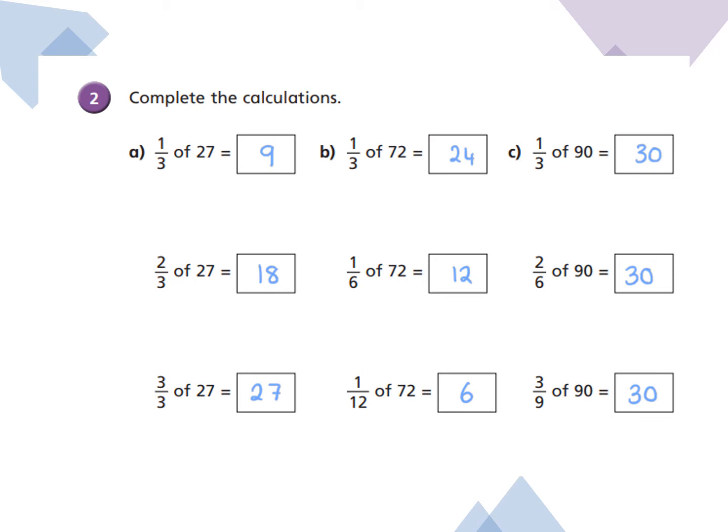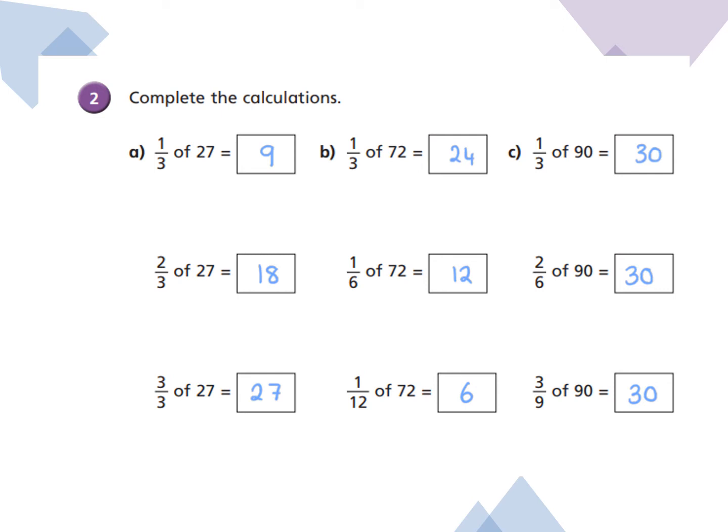Similarly, 1/6 of 72. We take 72, we divide it by 6, and that would equal 12. And then the last one on B, 1/12 of 72. So we take 72, we divide it by 12, and that would equal 6. Moving on to C, 1/3 of 90. So you take your 90, you divide it by 3, and that will equal 30.